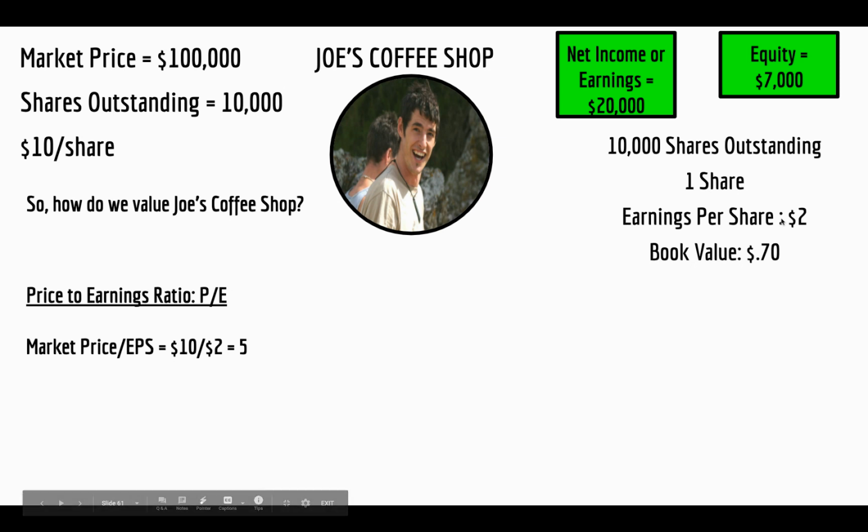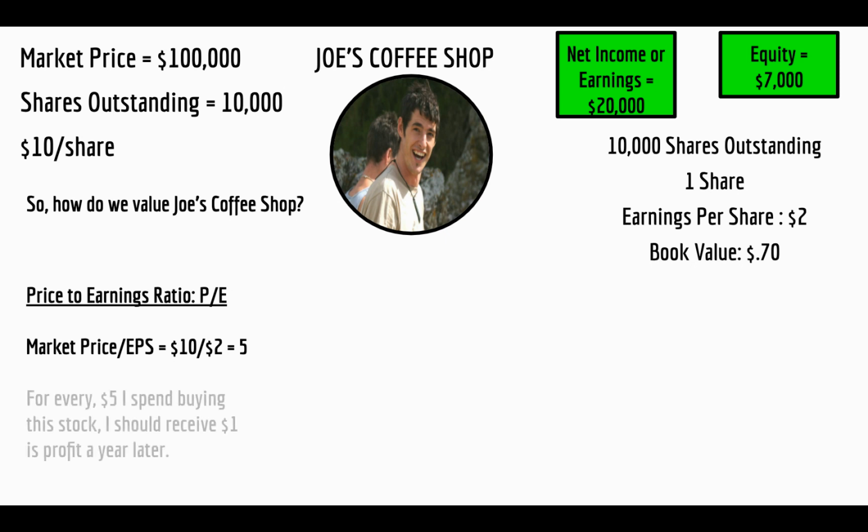Now, there's no denomination to that when it's just a ratio. When we divide dollars by dollars, we just get a number. Here's what this number means. And if you get anything out of this lesson, it's the ability to understand and grasp the importance of this statement. For every $5 I spend on this stock, in this case Joe's Coffee Shop, I should receive $1 in profit a year later.